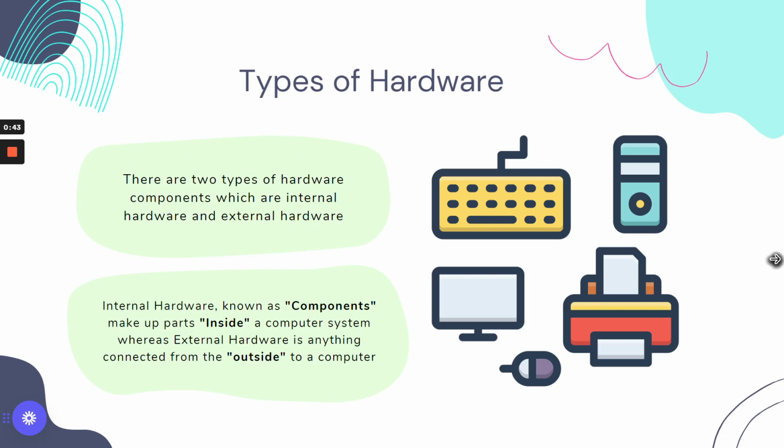Types of hardware. There are two types of hardware components, which are internal hardware and external hardware. Internal hardware, known as components, make up parts inside of a computer system or inside of any system, whereas external hardware is anything connected from outside to a computer or any other device.